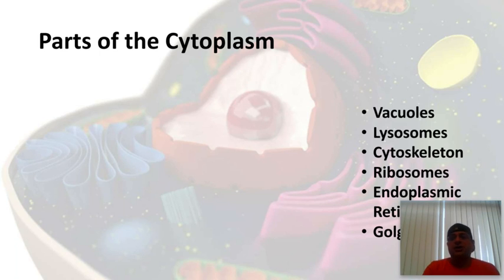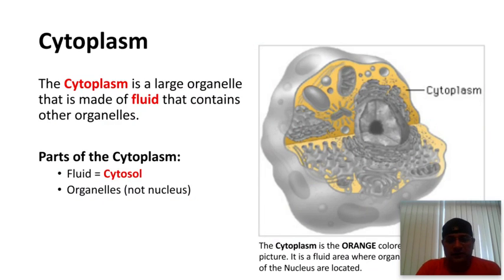So, parts of the cytoplasm. There's going to be vacuoles, lysosomes, cytoskeleton, ribosome, endoplasmic reticulum, and a Golgi apparatus. Cytoplasm is a large organelle that is fluid. So I like to think of it as like everything that's in your rib cage that is not an organ. It's basically the space between your skin and your bones and the inside, okay?